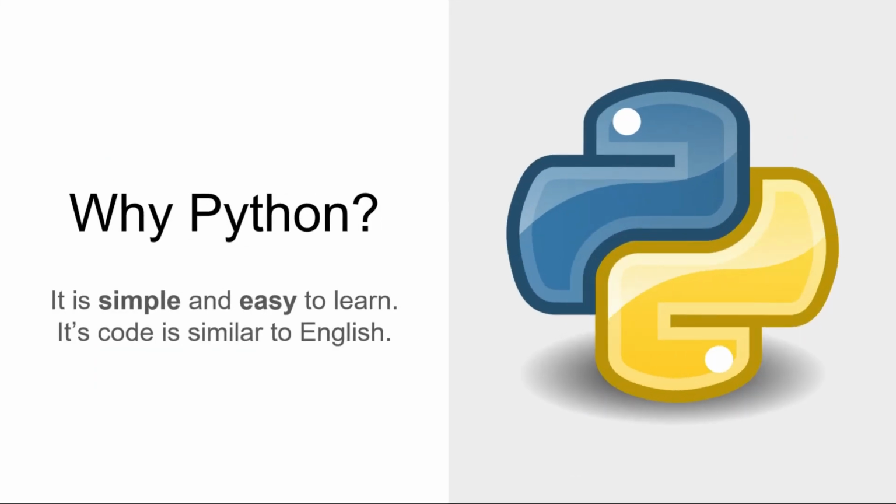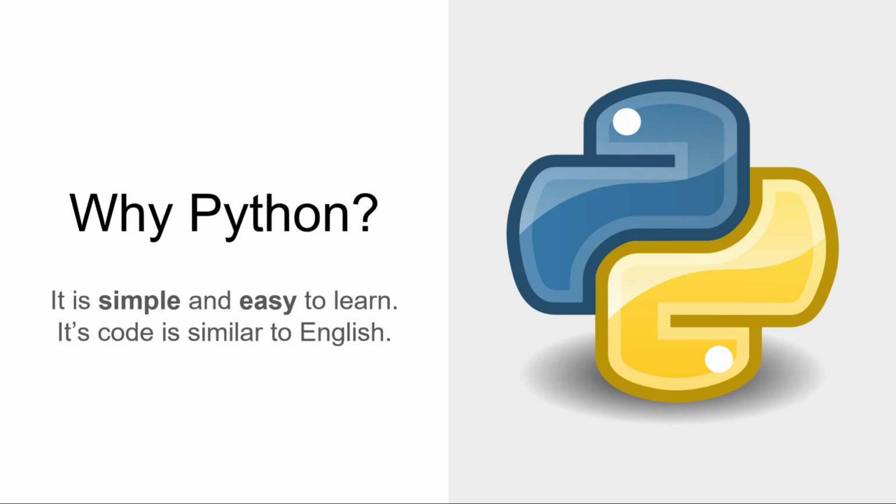So now we are going to discuss why we are using Python. As Python is very simple and easy to learn, its code is similar to English. When you type a program in Python, you will not find any difference between the English language and Python. It is very similar. Let us say you can use the in keyword, you can have the is keyword. These are all simple English.